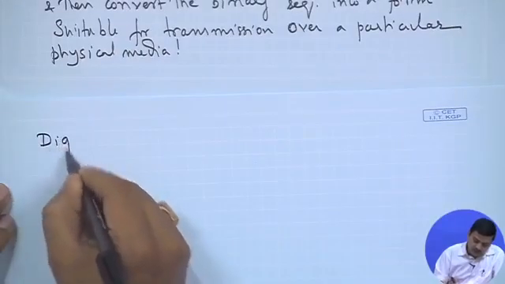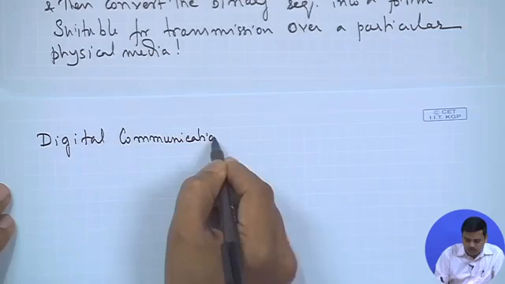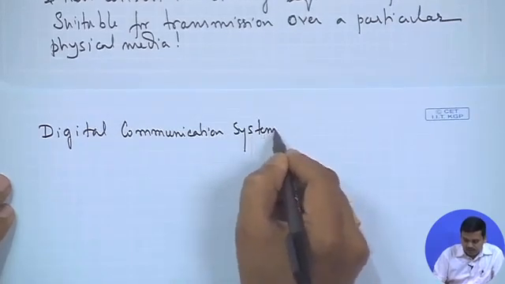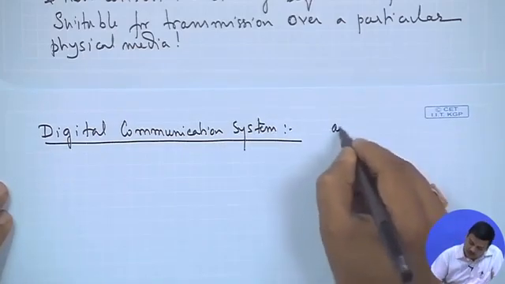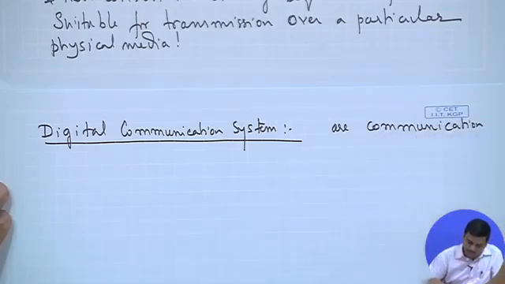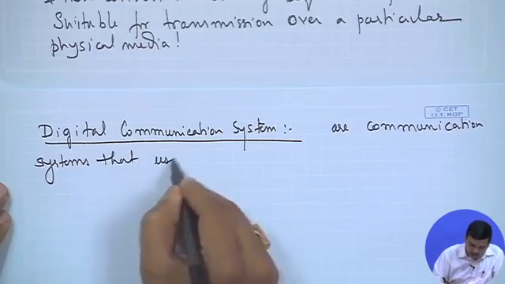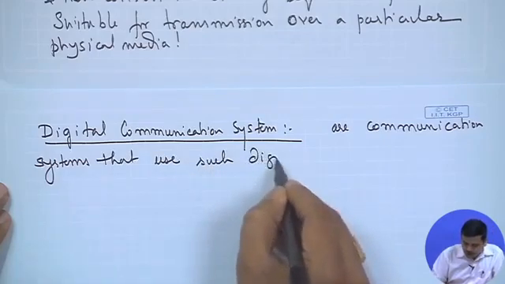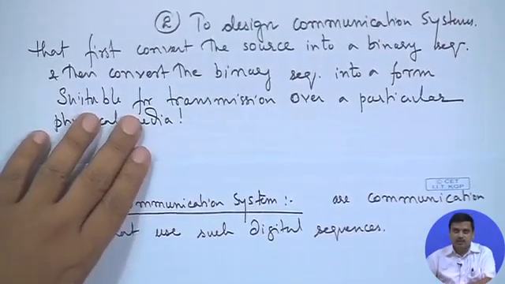And then one would define, we had defined it yesterday, a digital communication system as. So, now we define digital communication system. By definition, these are communication systems that use such digital sequences. So, now if we combine these two things, we more or less have a digital communication system description.